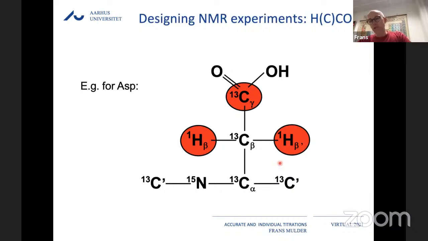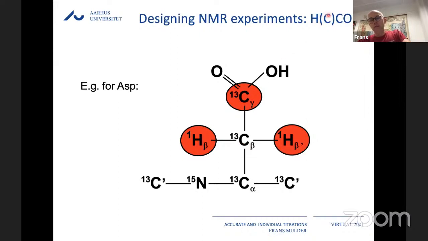So here I give you an example of what kind of experiment one could then imagine doing. An NMR experiment always is pulsing on certain nuclei, transferring magnetization from one nucleus to another nucleus, letting that evolve for some time so that we observe the chemical shift of that nucleus, and then returning to usually protons in order to do the detection. So in this NMR experiment that is called HC(bracket)CO, it means that we start on protons, in this case the beta protons, and the magnetization is transferred to the C beta carbon.